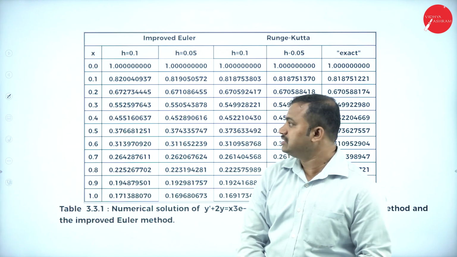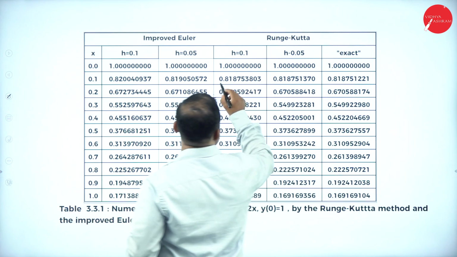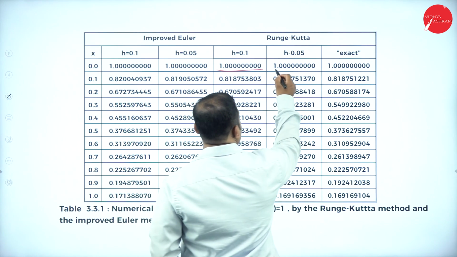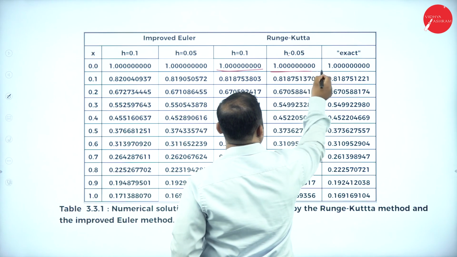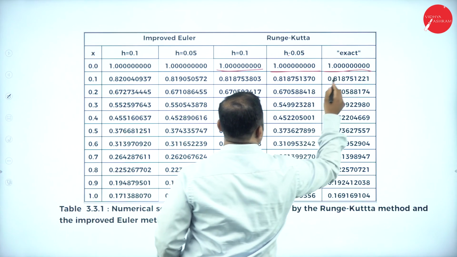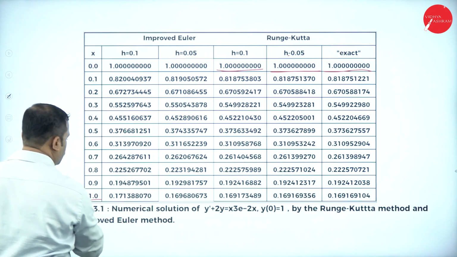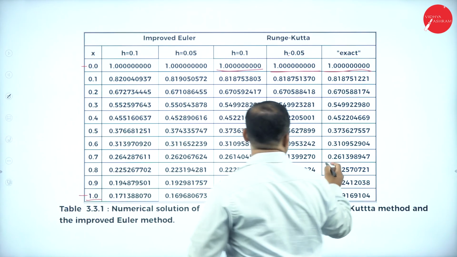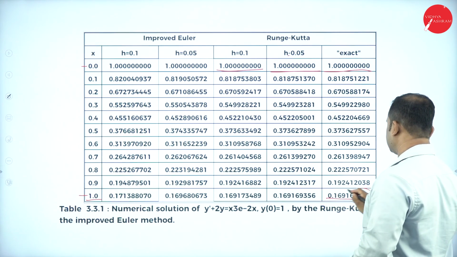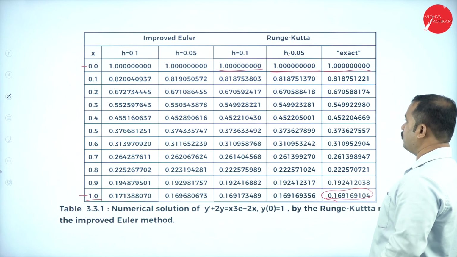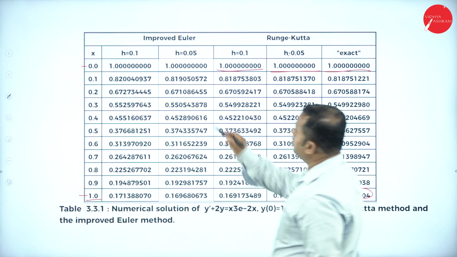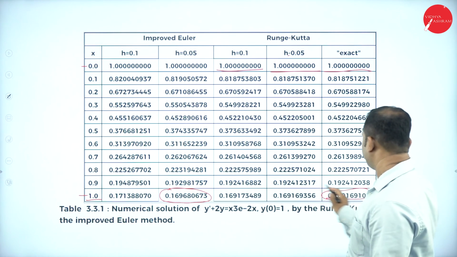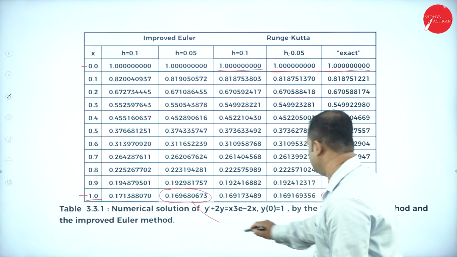So if you look at this, you will see that h is equal to 0.1 is considered here, h is equal to 0.05 is the value, then the exact solution after 1, that means 0.0 to 1.0, 10th iterations, we are getting the value which is equal to 0.169169104, and by the improved Euler's method 0.169680673. See the difference between this and this.